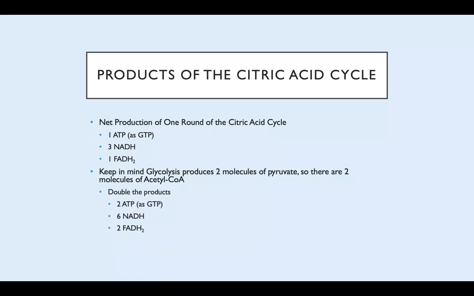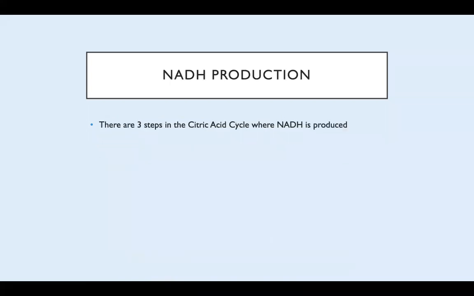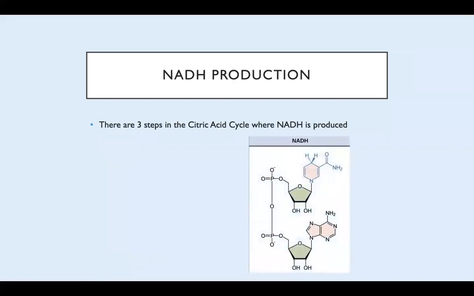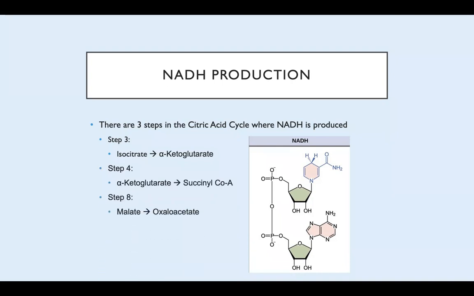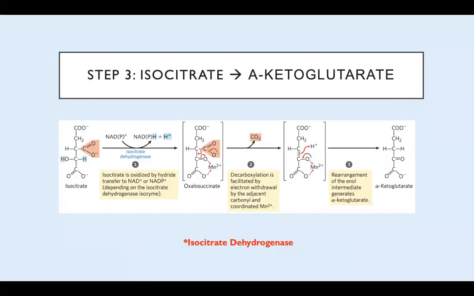And today, what we're really focusing on are the NADH molecules. And there are 3 separate steps in this cycle where NADH is produced. The first being the step where isocitrate is converted to alpha ketoglutarate. The next is where that alpha ketoglutarate is converted into succinyl-CoA. And then finally, where malate, specifically L-malate, is converted to oxaloacetate. And we'll look further and more in depth at each of these steps next.